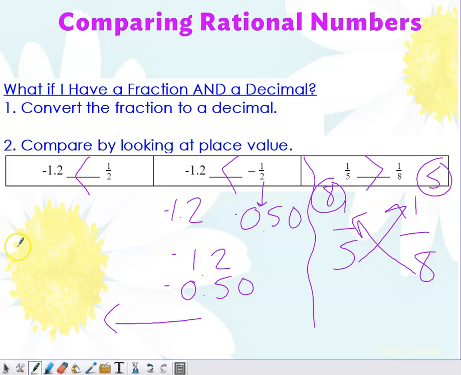Go back to anything that you need to write down, or if you have questions that you want to come in during Zoom and ask. But you need to compare these. Remember, the larger the negative number looks, the smaller it actually is. So please pause the video and make sure you have all of this down, and write down any questions you want to ask.